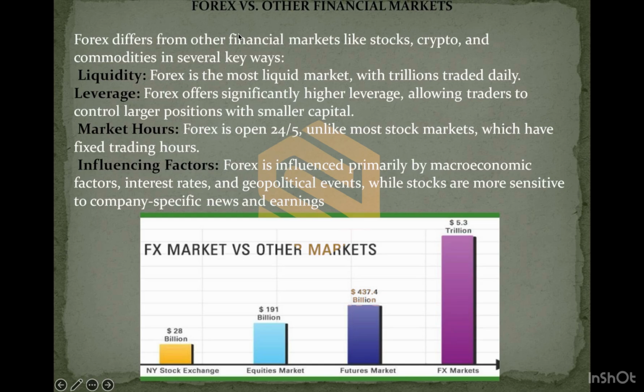So next, forex versus other financial markets. Forex differs from other financial markets like stocks, crypto, and commodities in several key ways. Liquidity: forex is the most liquid market with trillions traded daily. Like I said, forex most times trades $5 trillion a day, 6 trillion, and it has gone as high as 7 trillion. So it means that of all the markets traded in a day, forex is the most liquid. You can't compare this.